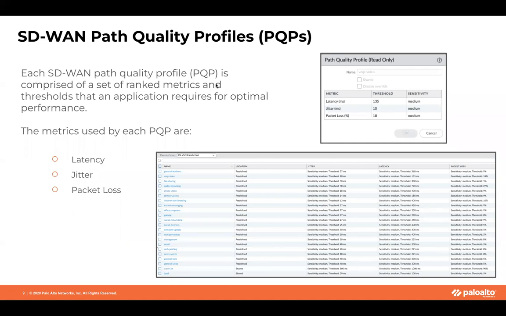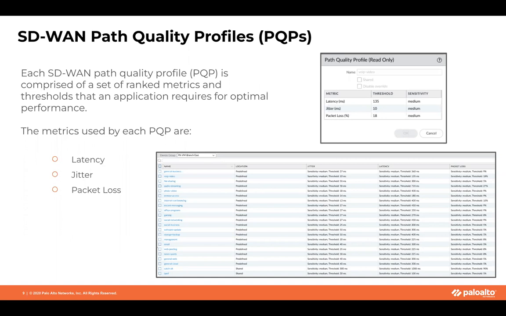Jitter is also something that we calculate every 200 milliseconds based on our probe frequency, and we also work on a 3-probe sliding window for that as well. And then for packet loss, we work on the same probing frequency. However, the sliding window we use for packet loss measurement is usually 100 probes.